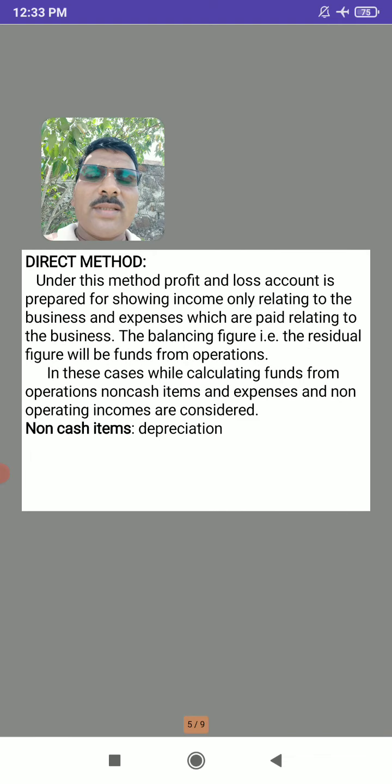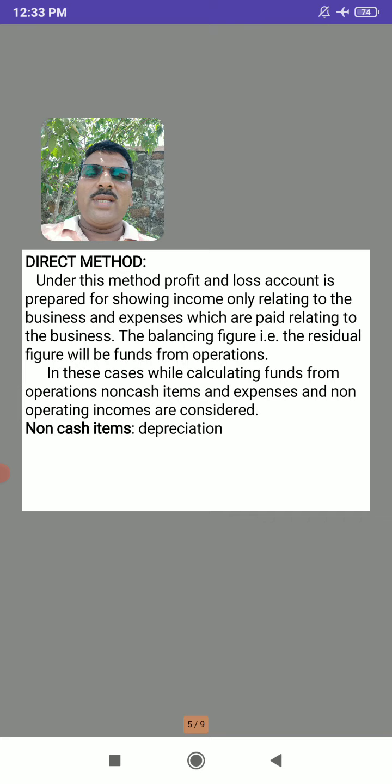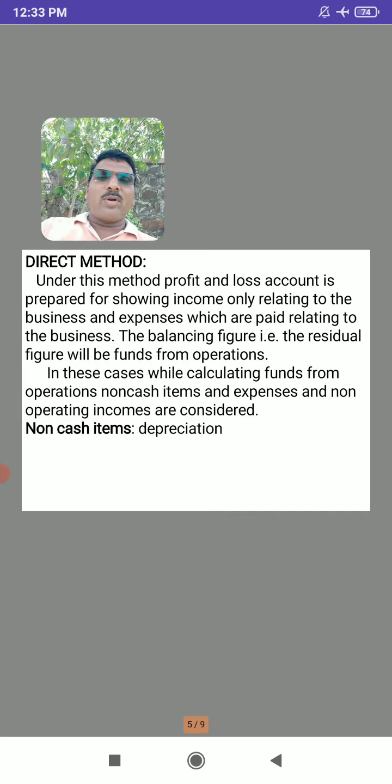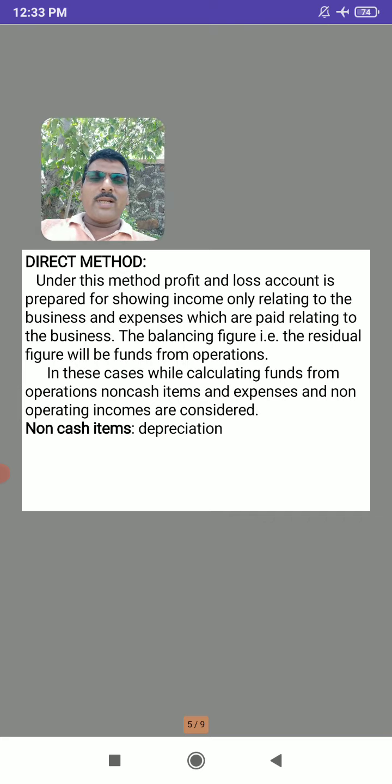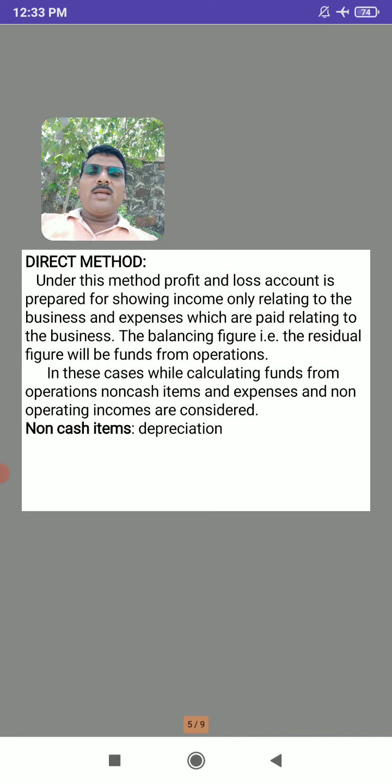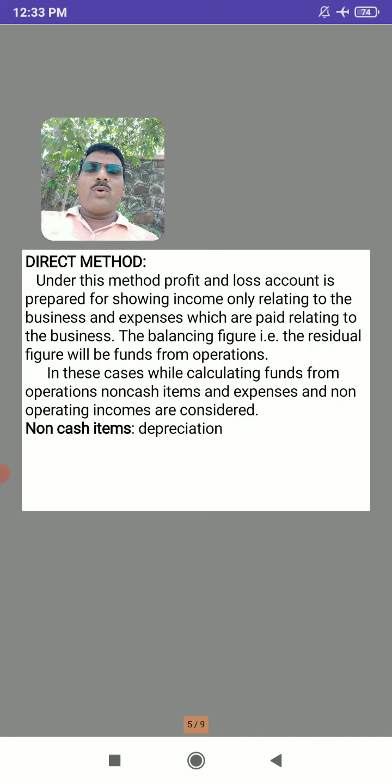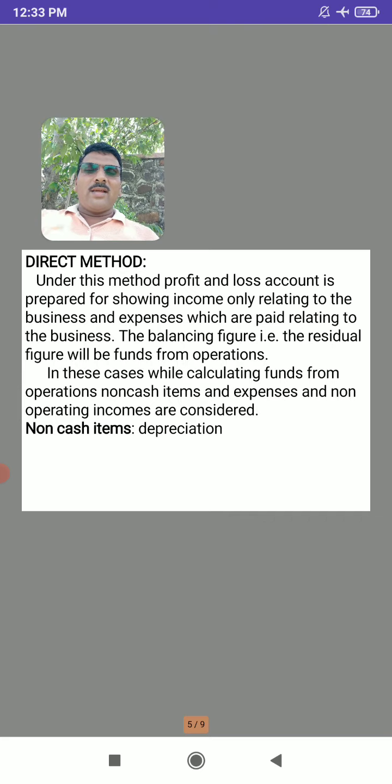So the final, third method is the direct method. Under this direct method, the profit and loss account is prepared showing only income relating to the business and expenses which are paid relating to the business. We show incomes relating to the business and expenses relating to the business, and the difference between these two will be the funds from operation.